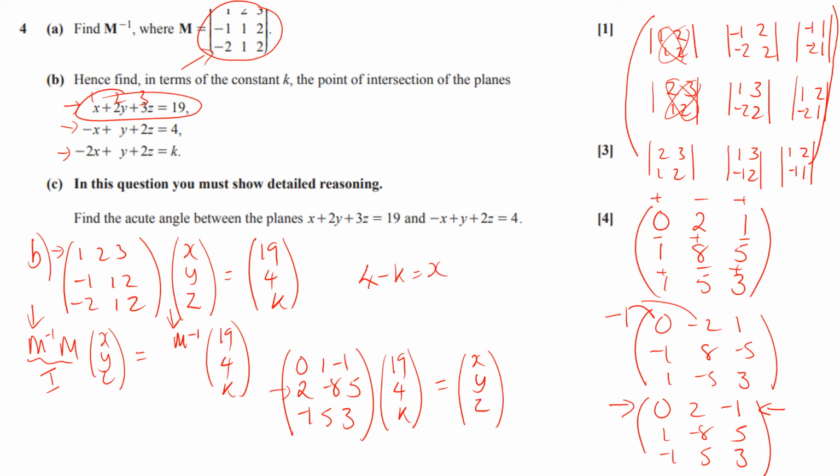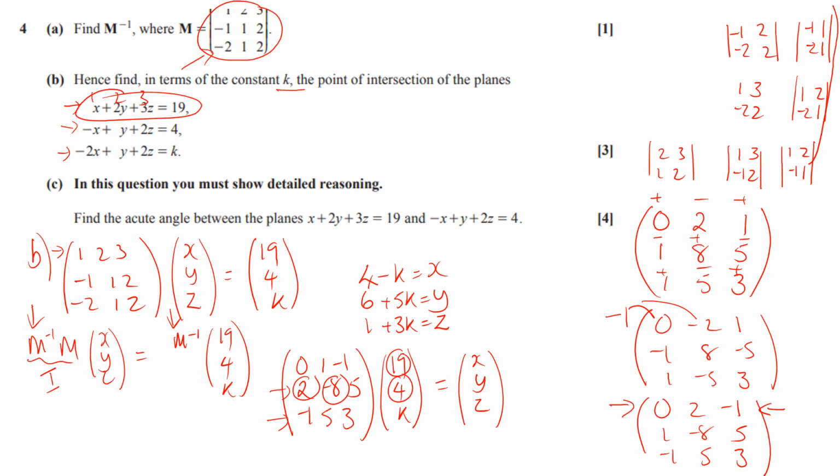Taking the second row, 2 times 19, which is 38, minus 4 times 8, minus 8 times 4, which is minus 32, which will be 6. So 6 plus 5K is equal to Y. And then the next row, minus 1 times 19, minus 19 plus 20, so that's 1 plus 3K is equal to Z. And that is all you need to do. Hence find in terms of K the point of intersection. So that'll be the answer there.